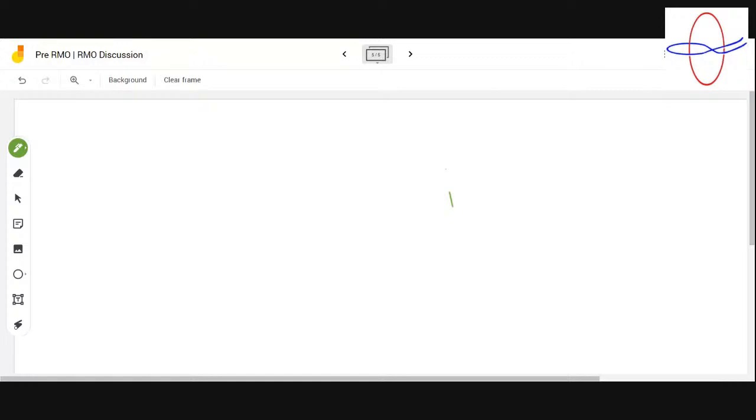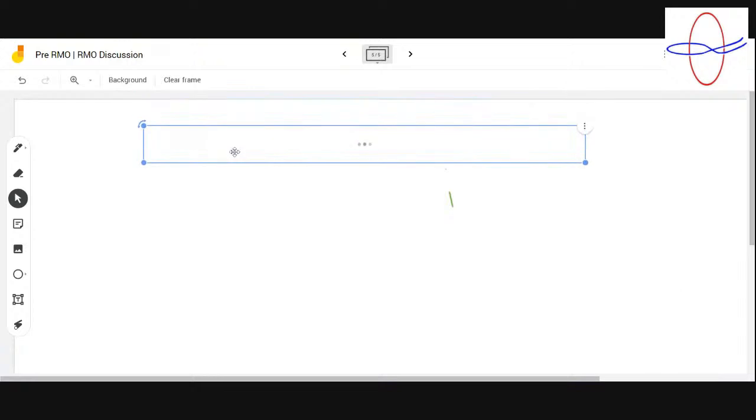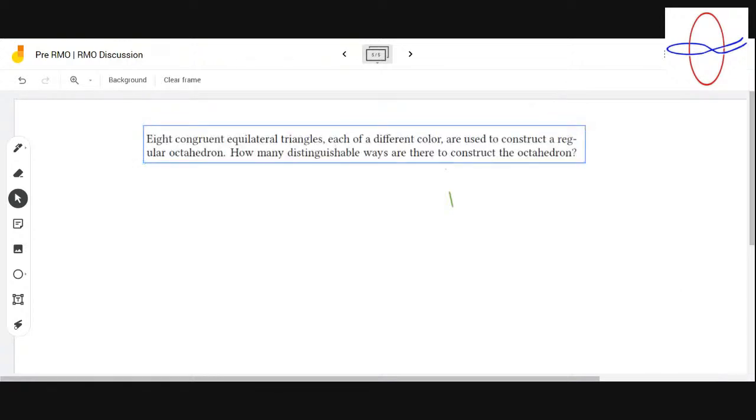Eight congruent equilateral triangles. All of you know regular octagon. Do you know octagon? Octahedron, sorry. It's a hard problem. As far as I remember, it's either from AIME or AMC, somewhere from there. Those problems are really good. Of PRMO level, you can.